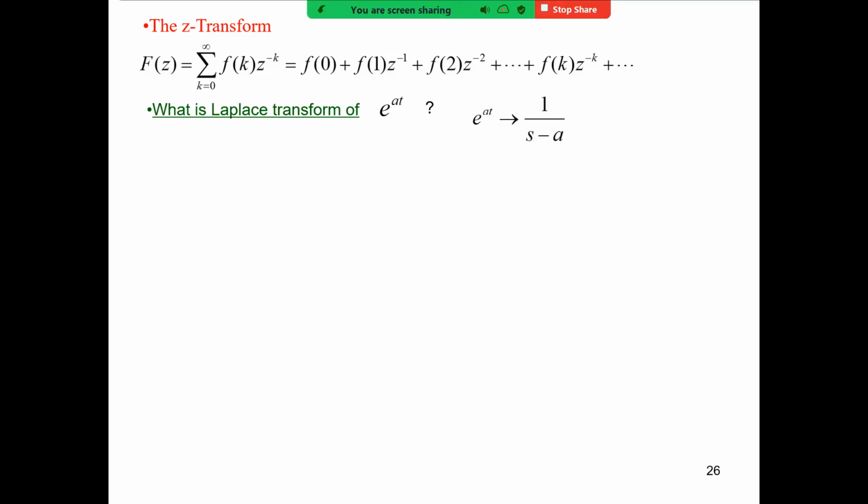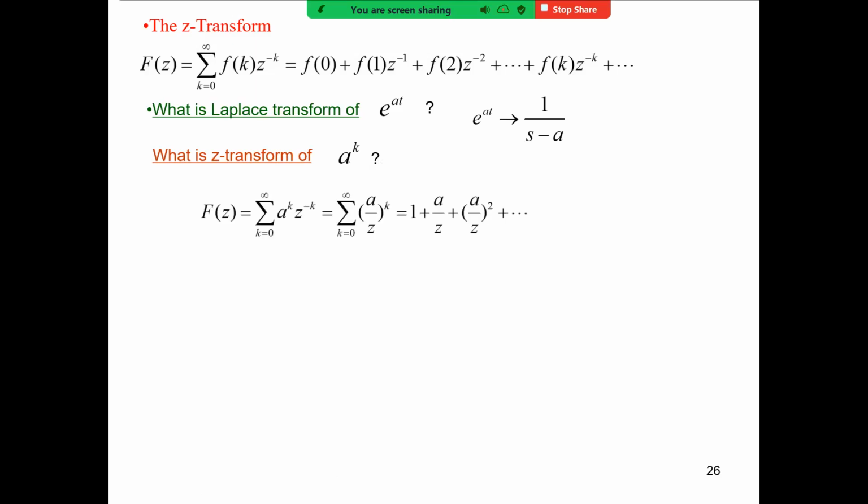This one we know, of course. Today we are not going to compute this. Let's try to compute the Z transform of the exponential signal a to the k. Here, we are going to use the definition. So it is a to the k times z to the minus k, and you sum them up. When k equals 0 it is 1, then k equals 1, k equals 2, and so on up to k equals infinity, an infinite number of terms.